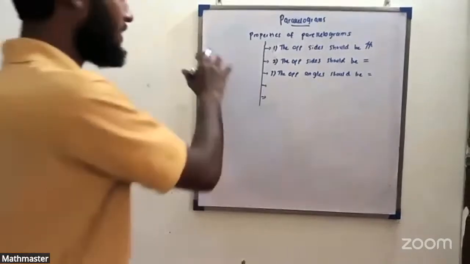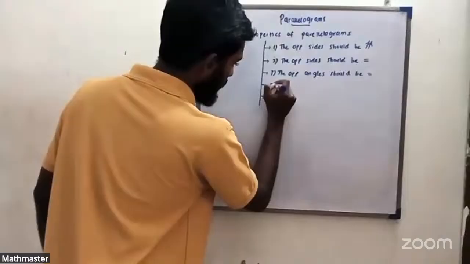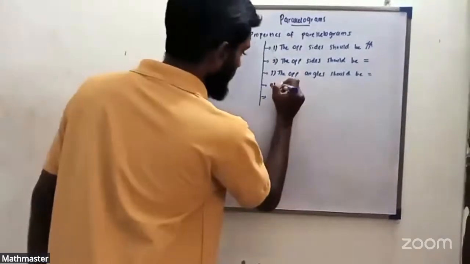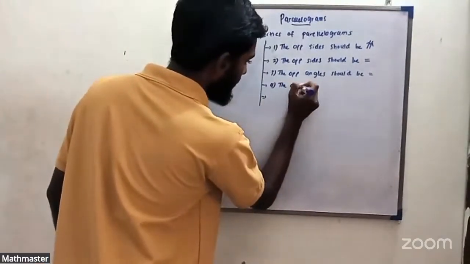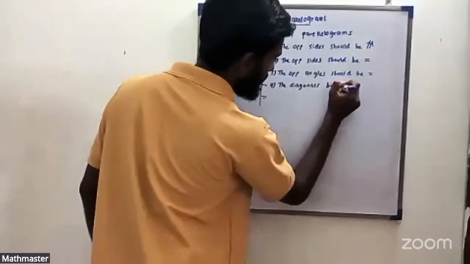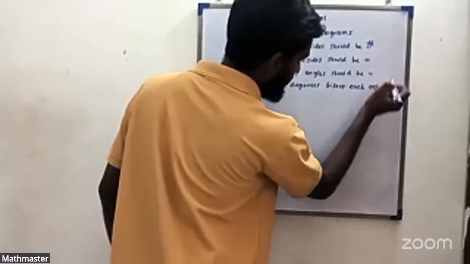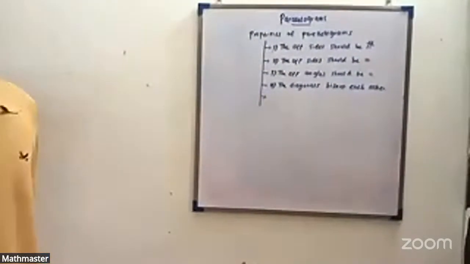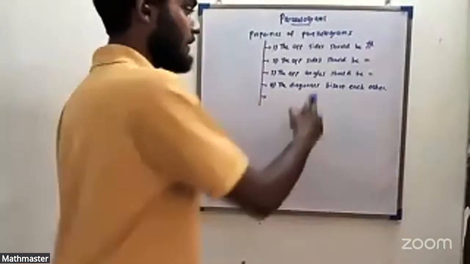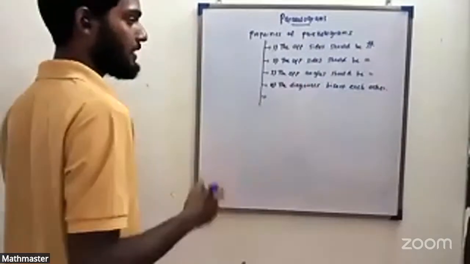I'll explain this with a diagram as well. So at first let's write the properties. Right? Fourth one: the diagonals bisect each other. Fourth property. The diagonals bisect each other. Bisect means it cuts equally into two halves. I'll explain that with a small diagram, then you can understand further.